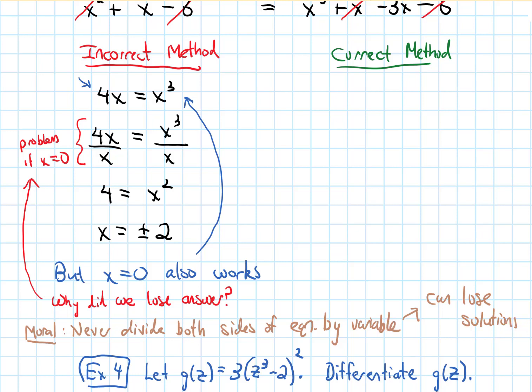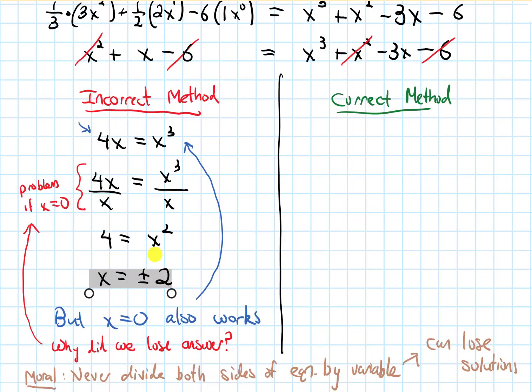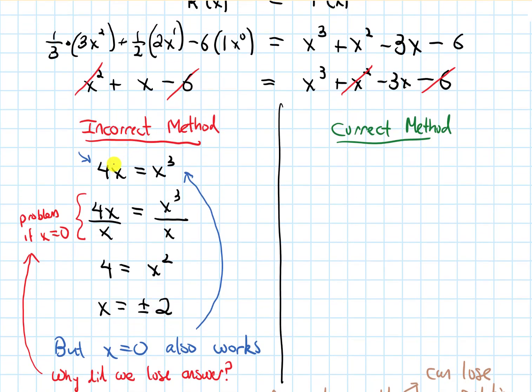All right, now, so that was the incorrect method. What's the correct way to do this? So anytime we're tempted to divide both sides of an equation by a variable, what we should do instead is move all the terms to one side, so the other side equals 0. So if we did that, we'd get 0 equals x cubed, let's move this x to the right, minus 4x.